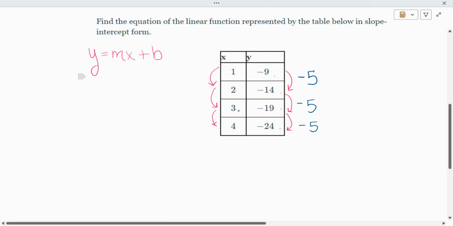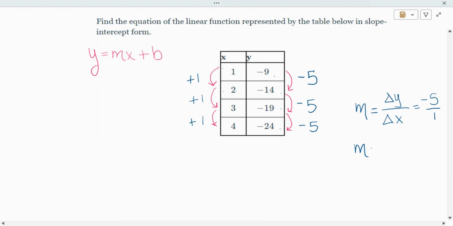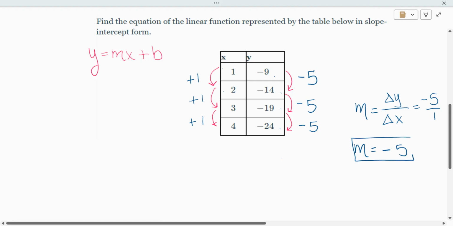Andrew, what am I doing on the x-axis? What do I do to go from 1 to 2? What am I adding? Adding 1. To go from 2 to 3, I'm also adding 1. 3 to 4, adding 1. So my slope is my change in y over my change in x equals -5 over 1. So what can I write for my slope? Can I just write that as -5? I sure can. My slope is -5.